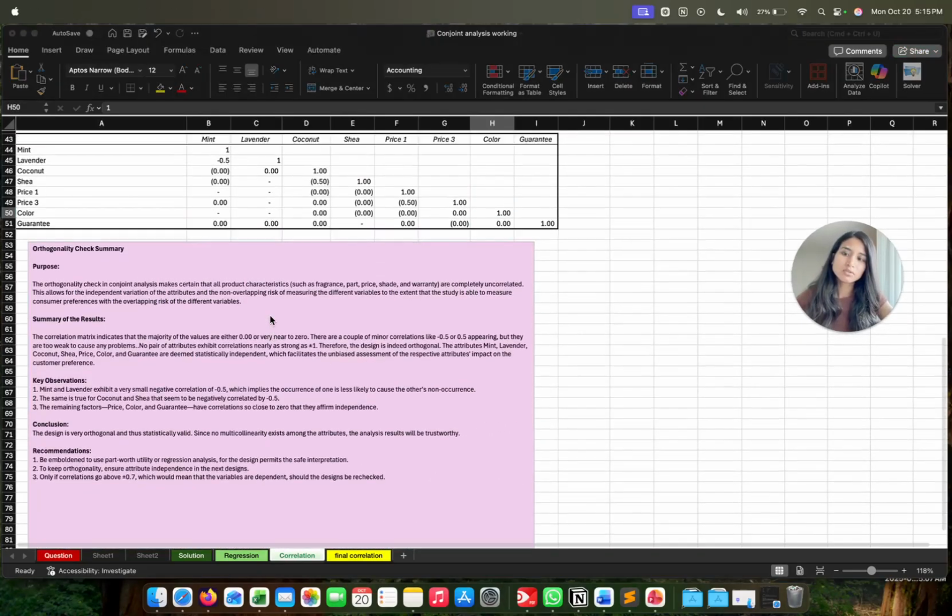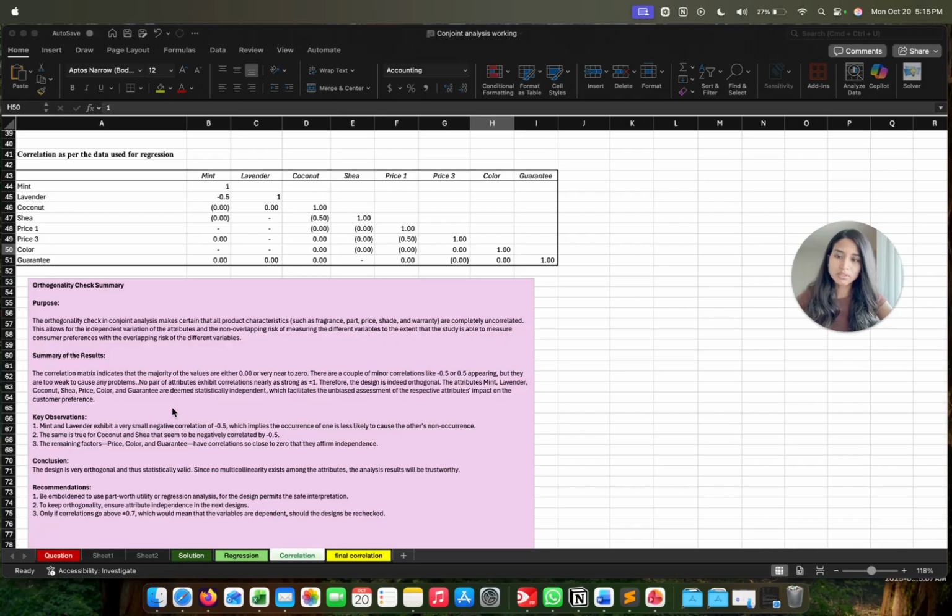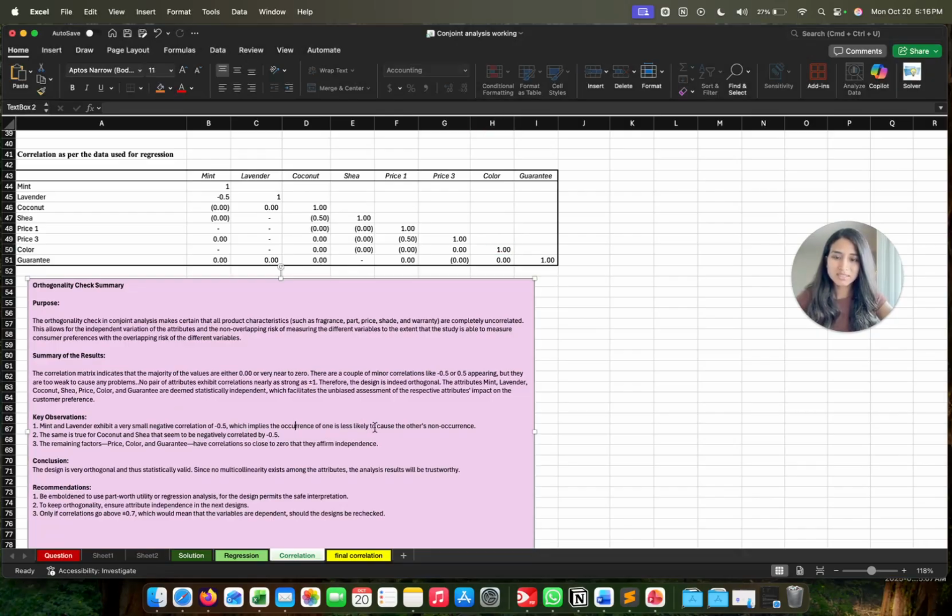So the basic key observation from the analysis of correlation here is that mint and lavender exhibit a very small negative correlation of 0.5, which implies that the occurrence of one is less likely to cause the other's non-occurrence.